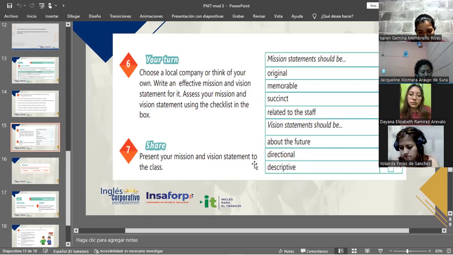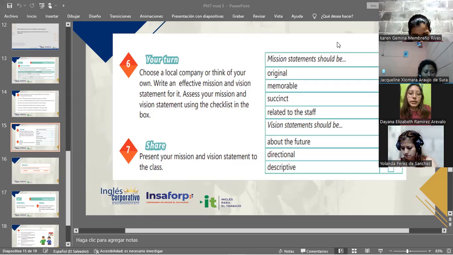Okay. Let's work in groups. Share your mission and vision. Discuss it. How are you going to translate it? And make it sound good. All right. Then we're going to read your mission and visions in the class. Let's go to the rooms and let's start working. Understand the activity? Yes. Okay, I'm gonna give you 10 minutes.